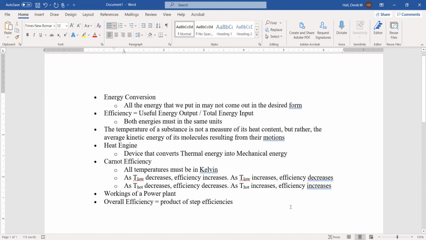So please take some time to review each of these key points in this lecture, and good luck on the quiz.